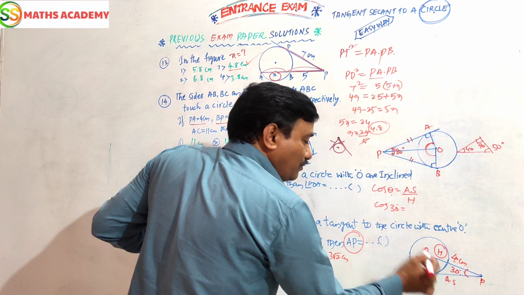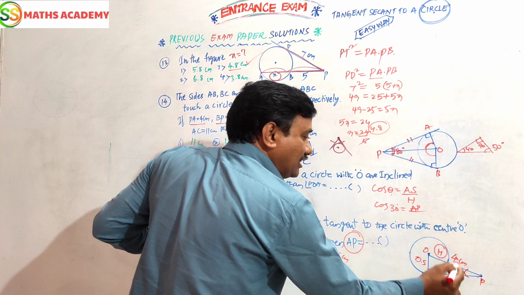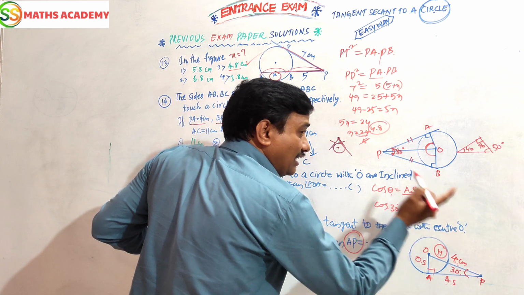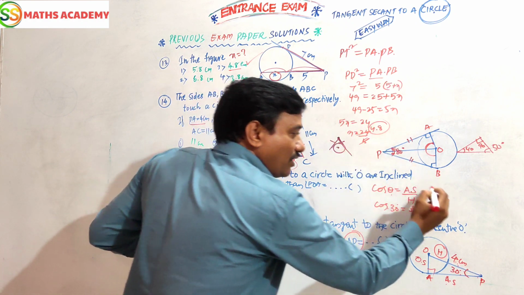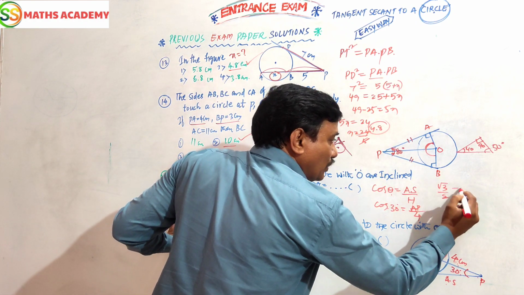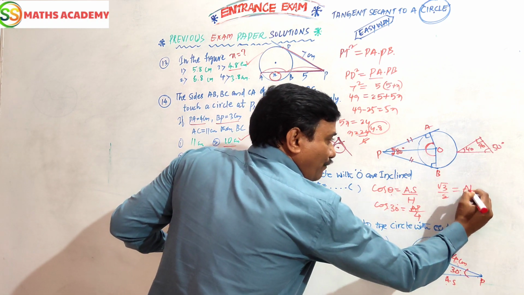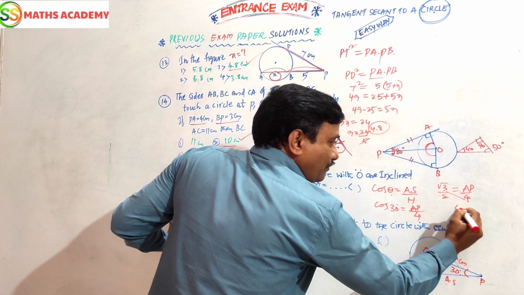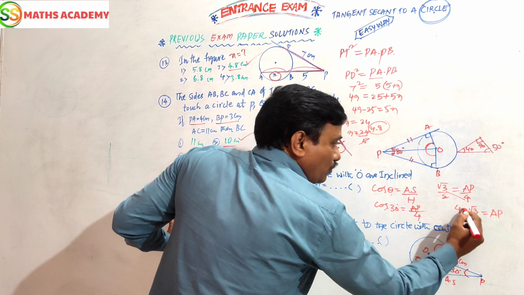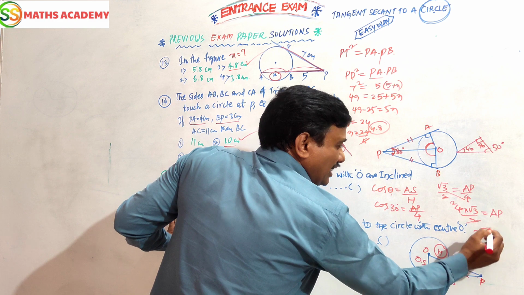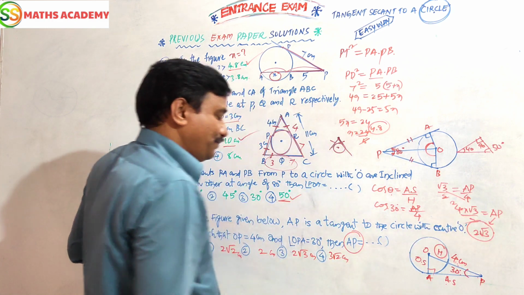Children, we should find AB. H is given as 4, cos 30. Sin 60 and cos 30 are the same. Sin 60 is root 3 by 2, cos 30 is also root 3 by 2. That equals AB by 4. Cross multiplication: 4 into root 3 by 2 equals AB. 2 ones are 2, 2 twos are 4, so 2 root 3 is the AB value.